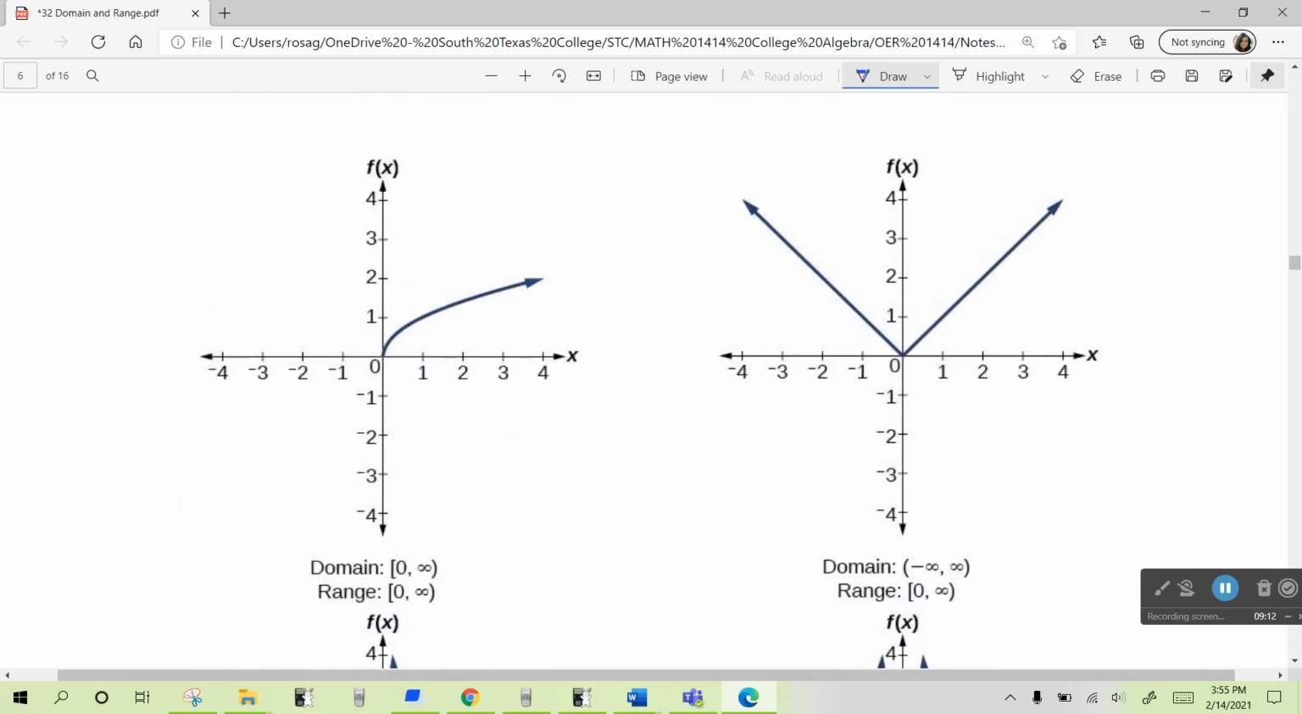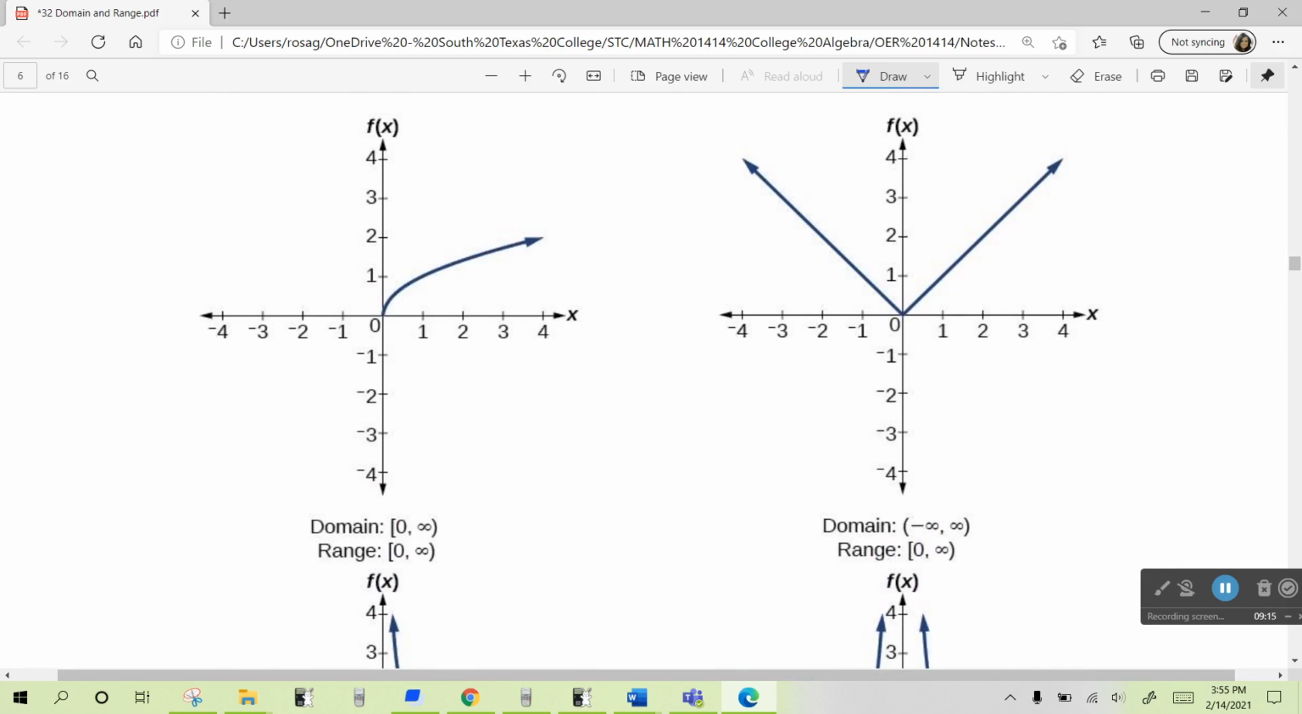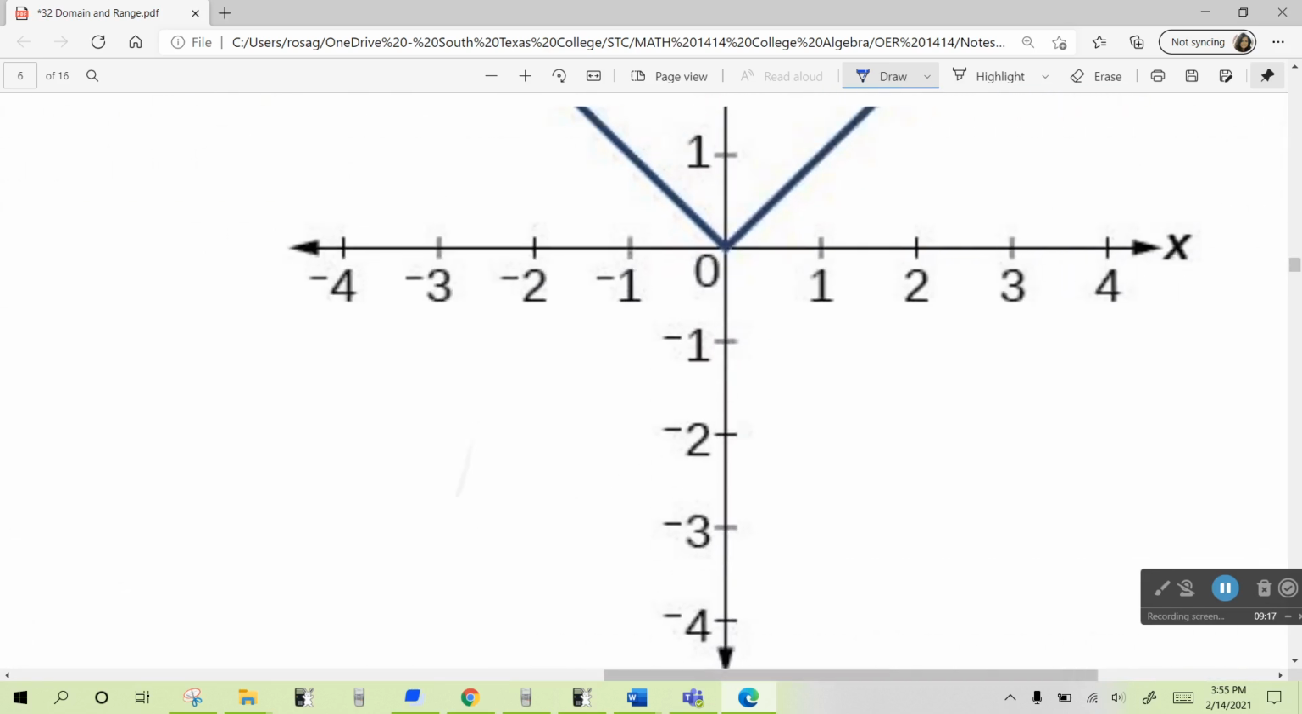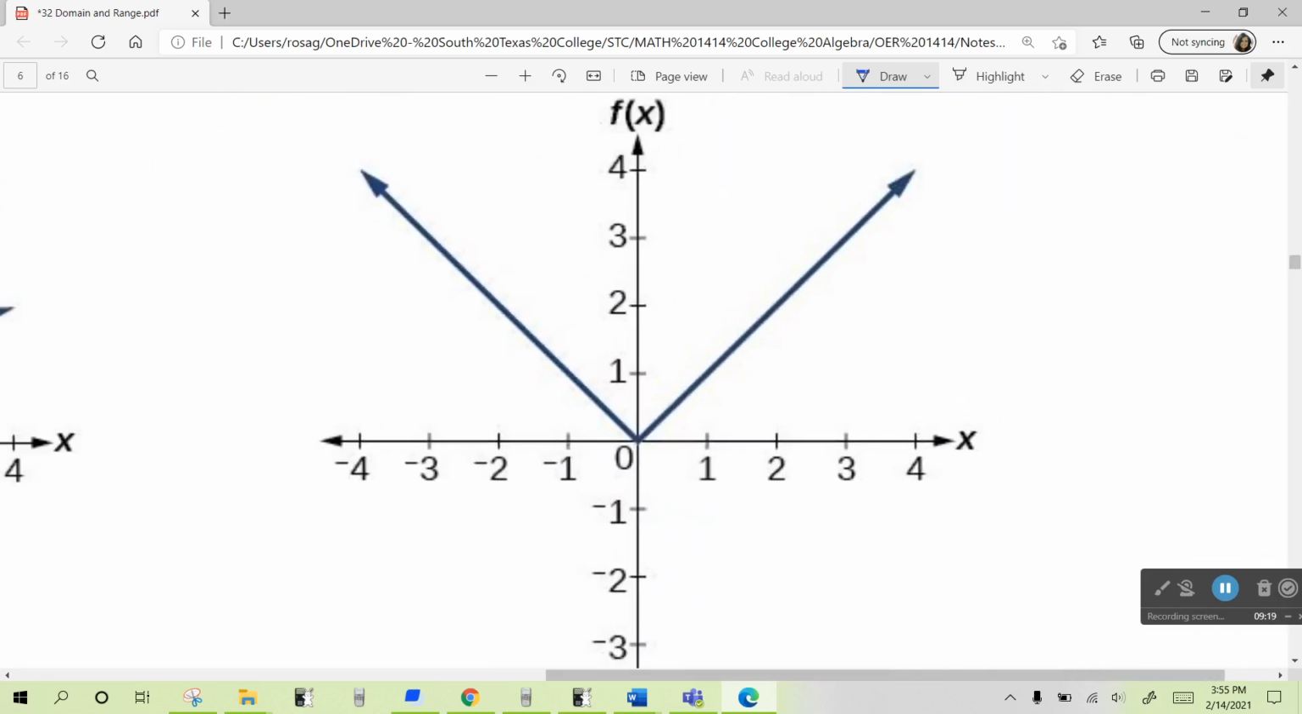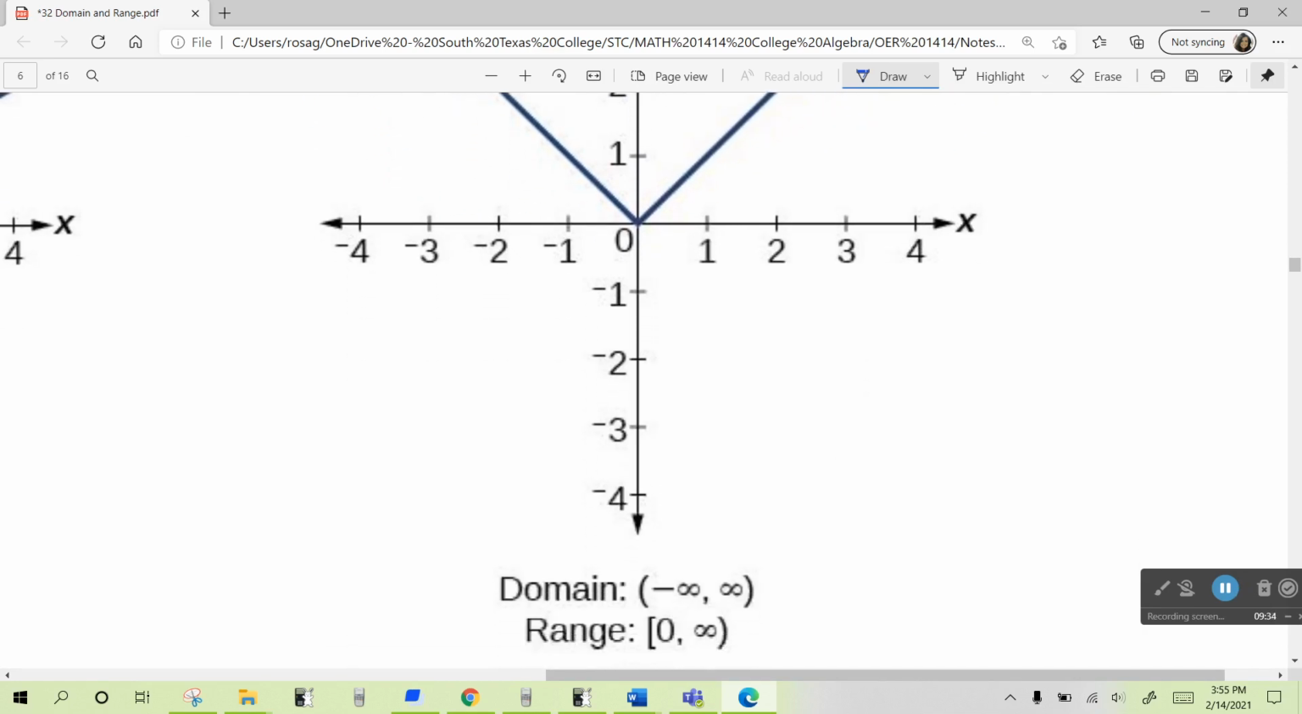Let's just pick one here to help us. Let's pick the absolute value. If you're trying to find the domain, you read it from left to right. See how there's an arrow? What does that mean on the left then? That it's negative infinity. And where does it end? Well, there's an arrow on the right. So it's from negative infinity to positive infinity.